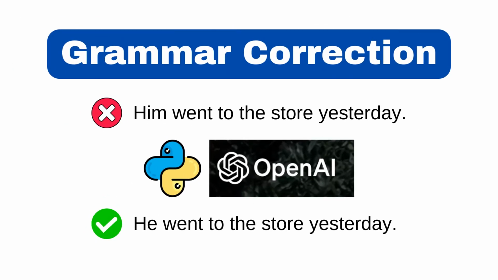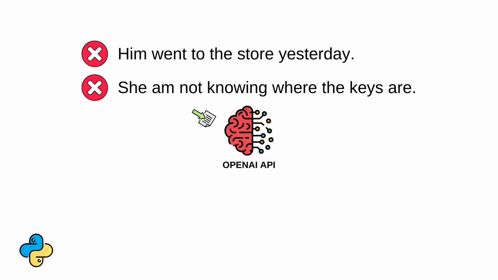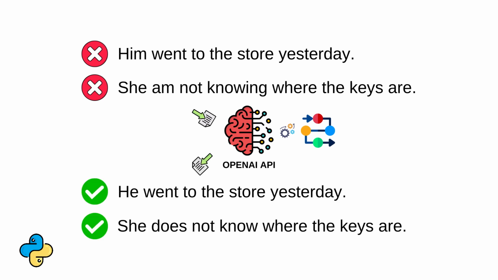In this Python OpenAI tutorial, we will make an application that fixes grammatical errors. First, we will send the sentences containing grammatical errors to artificial intelligence. Artificial intelligence will correct the errors in the sentences and send them back to the application. In the video, I will show step by step how to do the application.